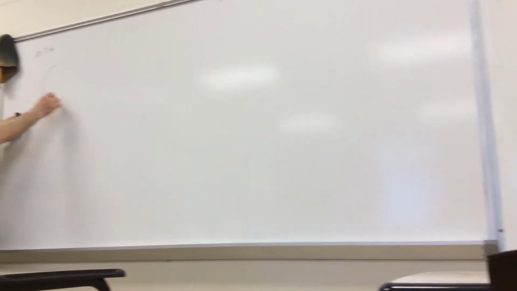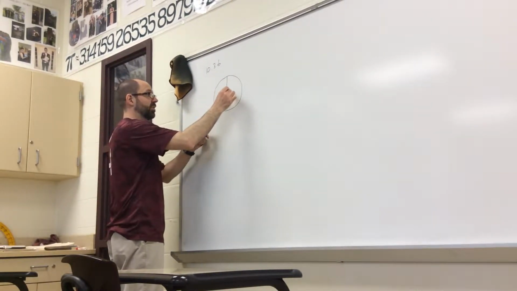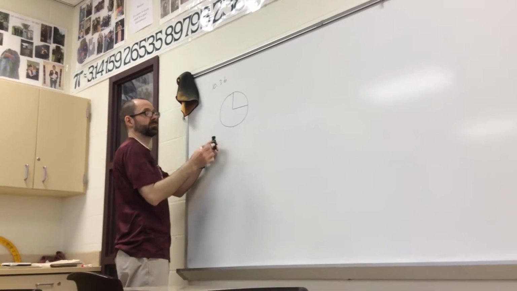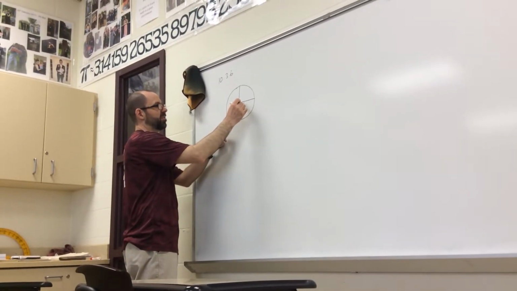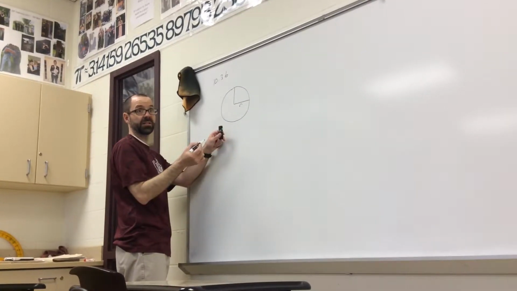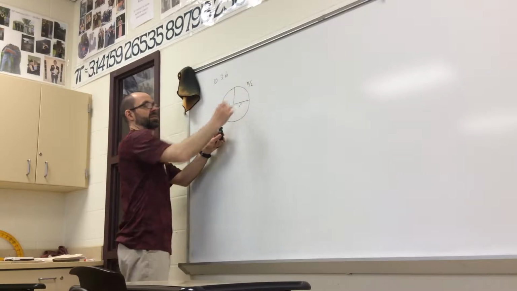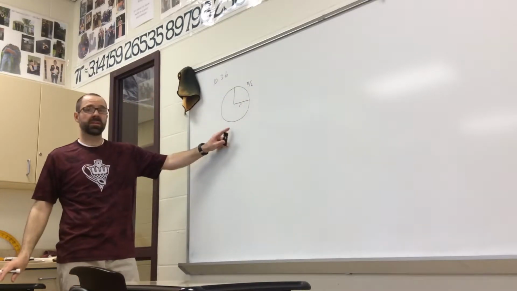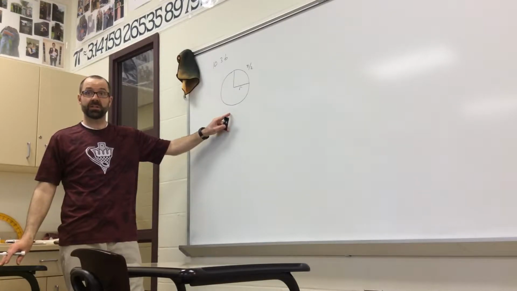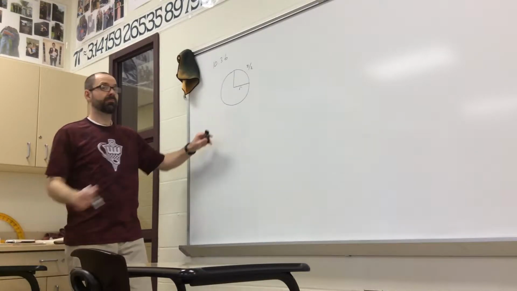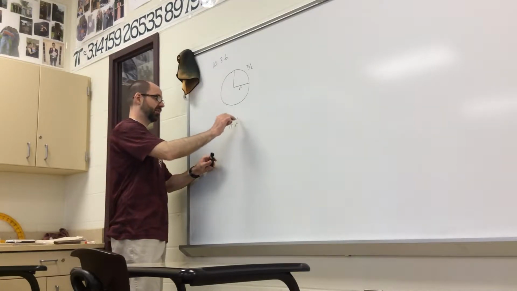So we're going to find the area of part of a circle. Let's call this r for radius, and let's call this pi over 2. So this is 1/4 of the circle, right? So to figure out the area, you just do 1/4 of pi r squared.